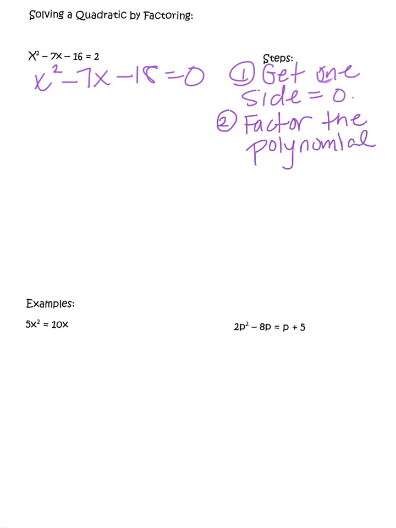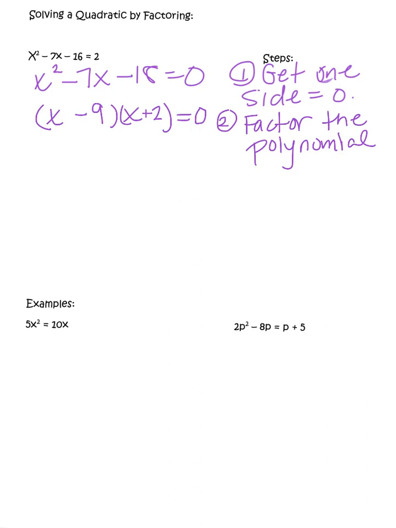If I factor that one, there's nothing to pull out of all the terms as a GCF. And since the leading coefficient is a 1, it's very easy to come up with my factors. Notice it still equals 0. I didn't drop that equation. So I would need an x and an x. I'm thinking of numbers that multiply to negative 18 and combine to negative 7. So the numbers are 9 and 2, the 9 being negative, the 2 being positive. That will combine to a negative 7x.